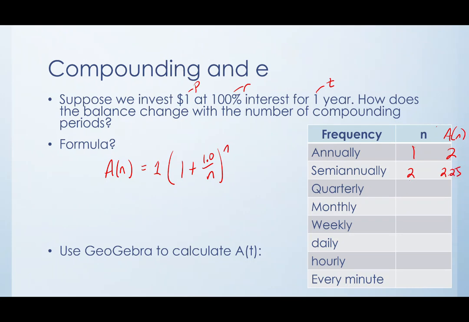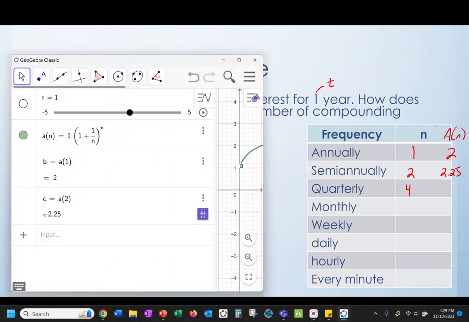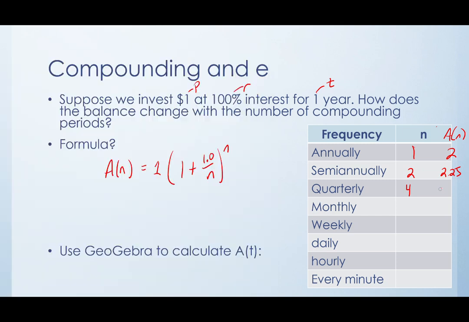Quarterly, that means we're going to get paid 4 times a year. So how much is that money? Basically if you get paid 4 times a year, you're getting interest on your interest, because you're not going to take that money and run. You're going to put the interest and leave it in there until the end of the year. So A of 4, whatever that fraction is. And that's about 2.4414.